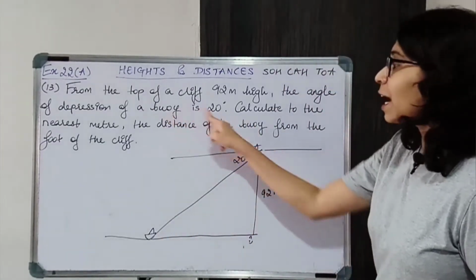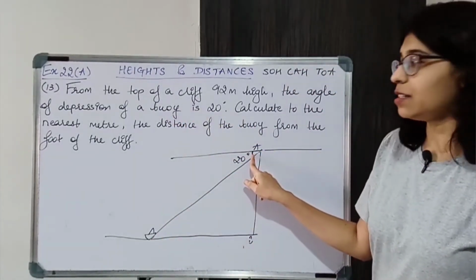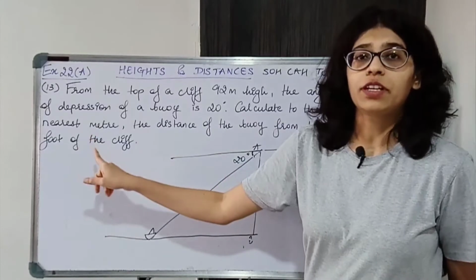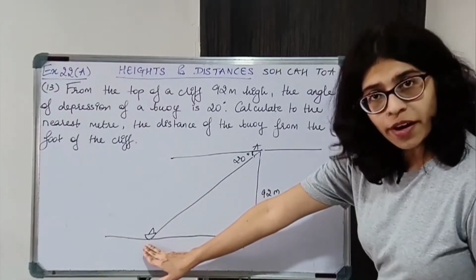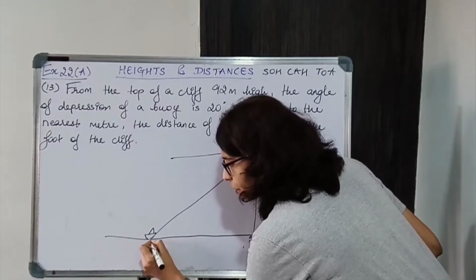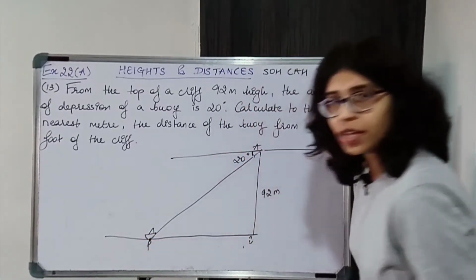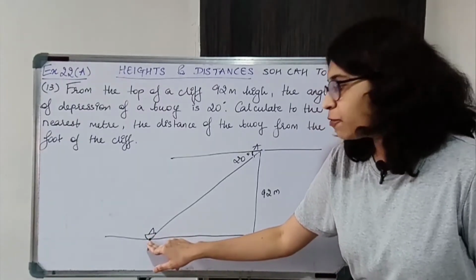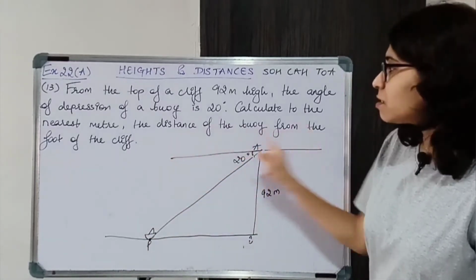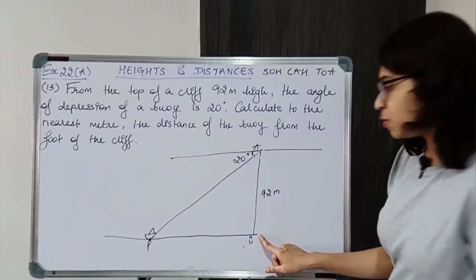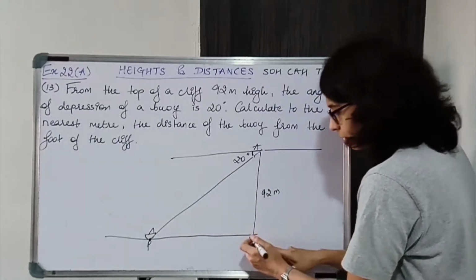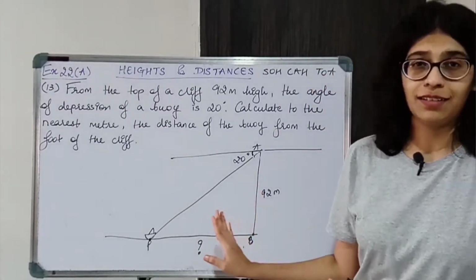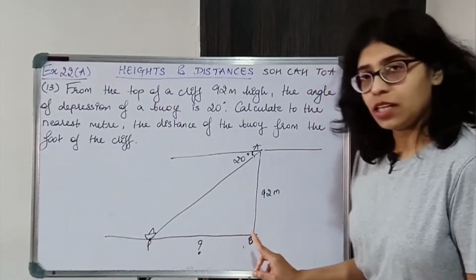From the top of the cliff, the angle of depression of the buoy is 20 degrees. Calculate to the nearest meter the distance of the buoy from the foot of the cliff. So the buoy, let's say it is at some point P. This is the center of the buoy, touching the water surface. From the buoy we have to find the distance of the foot of the cliff. So foot of the cliff is this, ये foot of the cliff हो गया B. So PB का distance find करना है, PB का length find करना है.